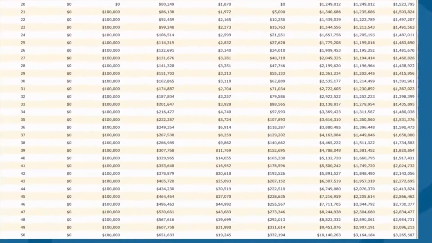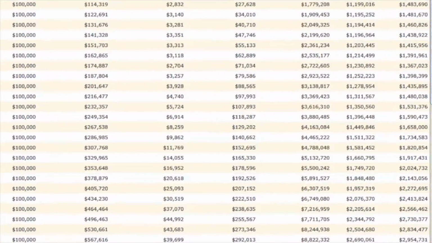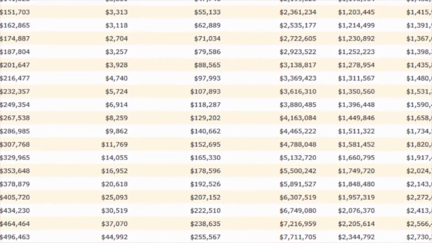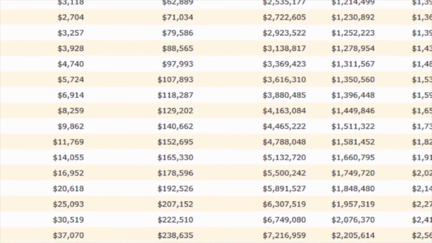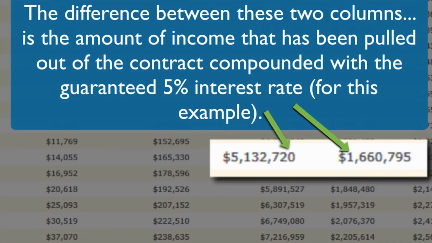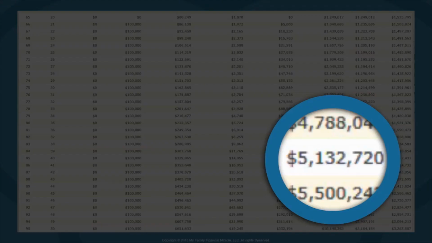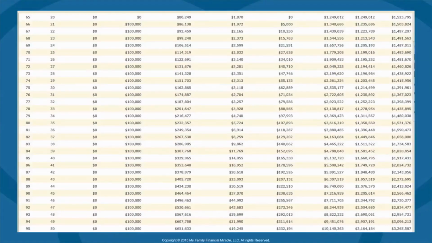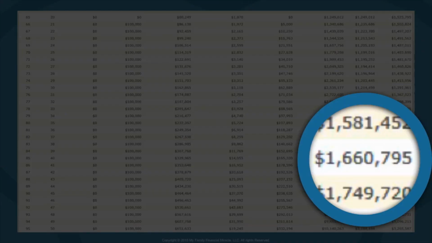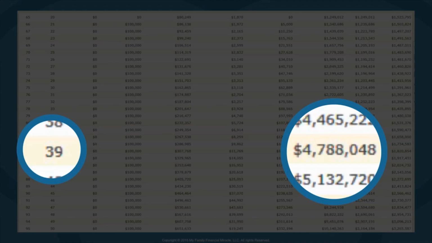I'm going to drop down to year 40 in the illustration so that there is a big spread between the accumulation value and the surrender value. The difference between these two columns is the amount of income that has been pulled out of the contract, compounding at a contractual guaranteed 5% interest rate. Just for this example, by year 40, we've already distributed $2 million, 20 years times $100,000 in distributions. Our accumulation value is almost $5.1 million, and our cash value is showing about $1.6 million. At the end of year 39, our accumulation value was about $4.8 million.